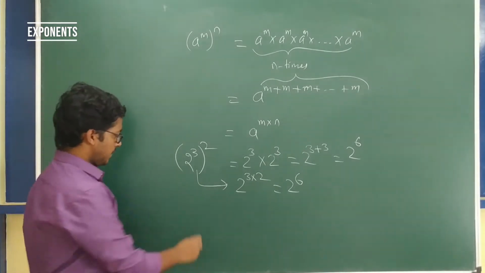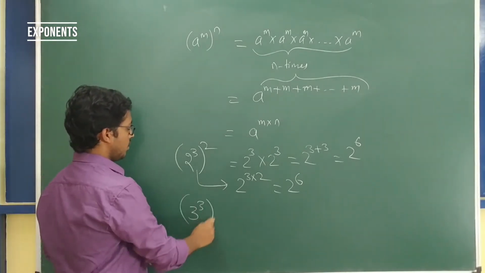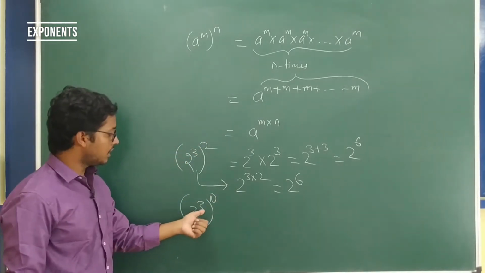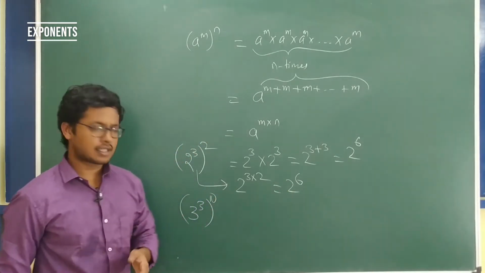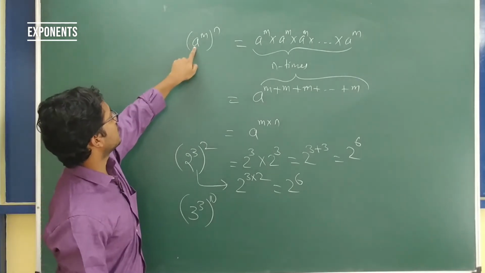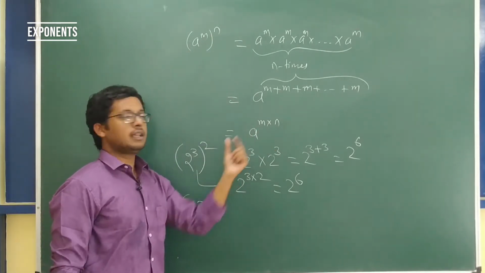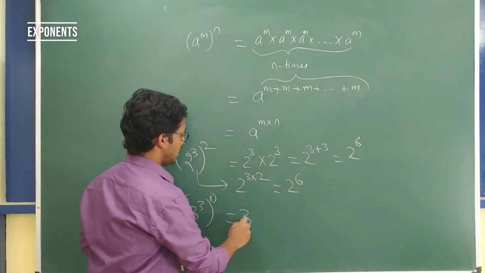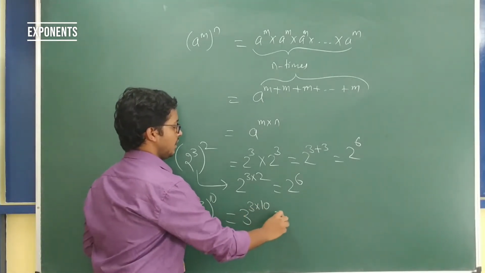Let's take one more example. Let's say, for example, (3^3)^10. Now if you want to expand and write, then you have to write 3^3 ten number of times. Tedious task. Instead you apply the law. So (a^m)^n will be a^(m into n). So (3^3)^10 will be 3^(3 into 10), which will be 3^30.